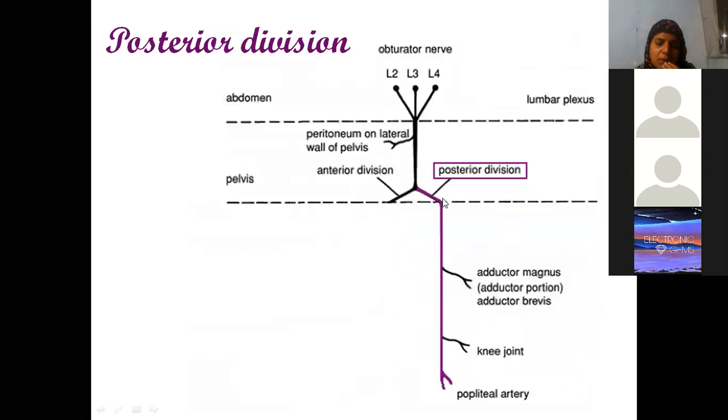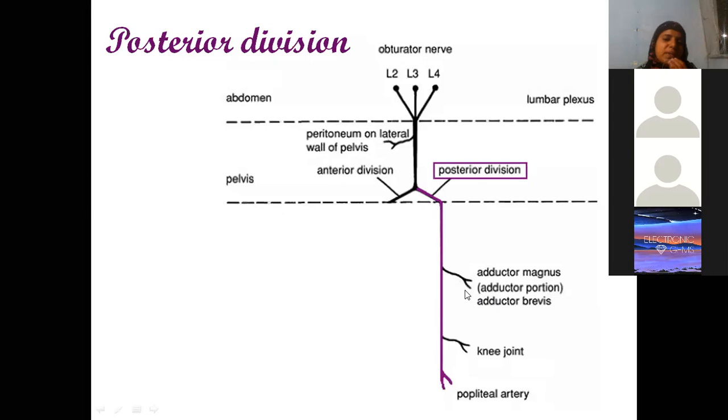Let us see what this posterior division is. The posterior division supplies adductor magnus. Sometimes the posterior division may supply adductor brevis. If you remember the layout, I told you gracilis and adductor longus are in the superficial plane, brevis is in the median plane, and magnus is behind, in the deep plane. That means brevis will be supplied either by the anterior division or by the posterior division. That's why it's written like this. So the posterior division supplies adductor magnus, brevis, the knee joint and the popliteal artery.